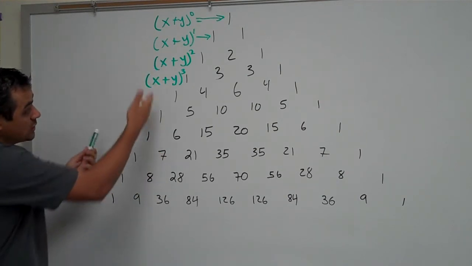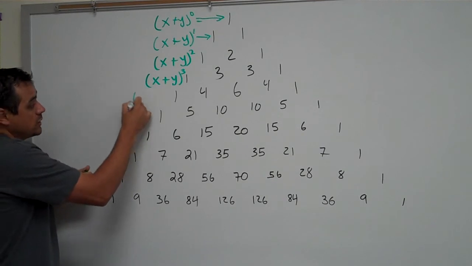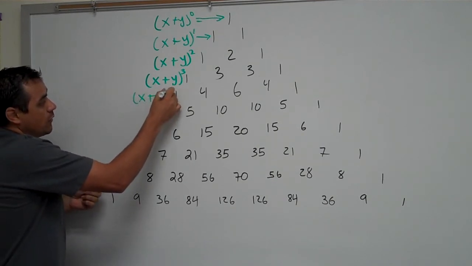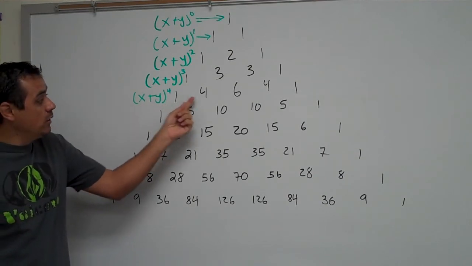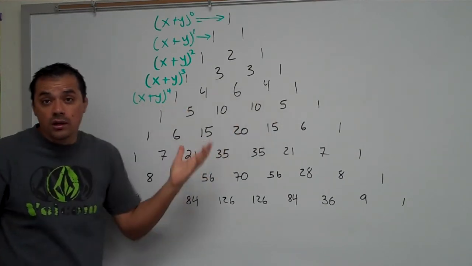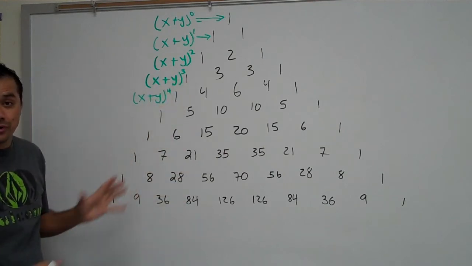So let me show you the rest of them. Obviously you can follow the same pattern. So then the next one is x plus y to the fourth. If I wanted to expand this, I know the coefficients already: 1, 4, 6, 4, and 1. And then you can just write them down by using your triangle.